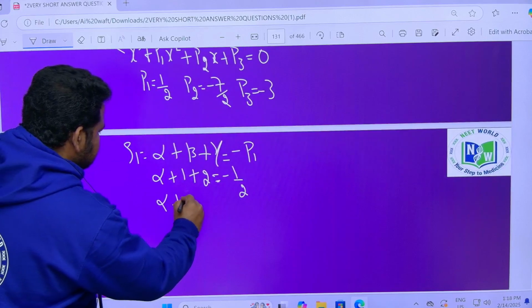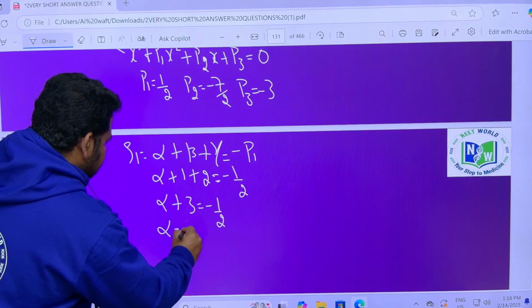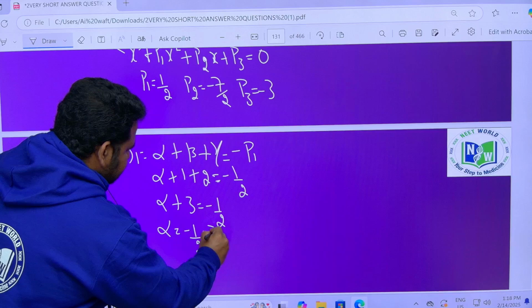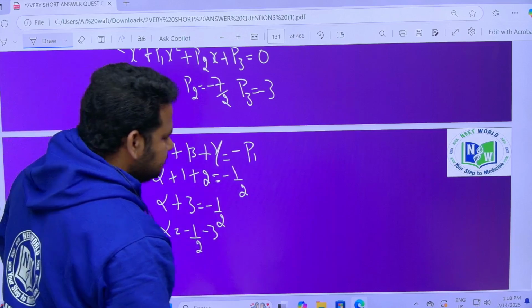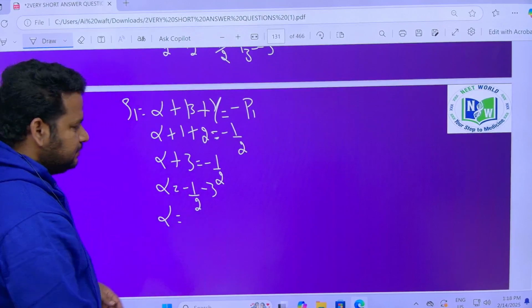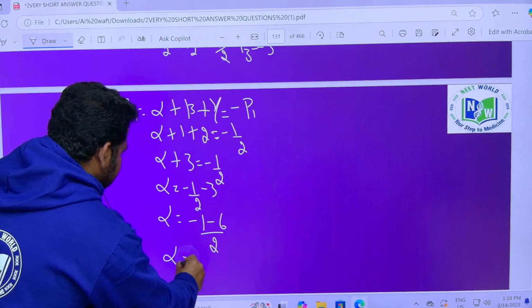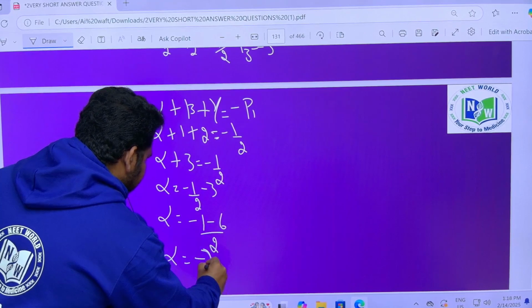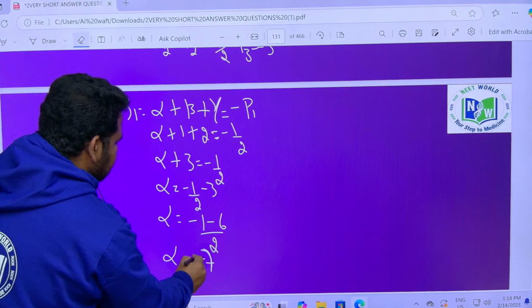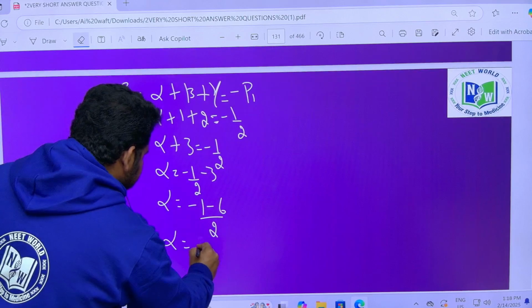Alpha plus 1 plus 2, that is 3, is equal to minus 1 by 2. So alpha will be equal to minus 1 by 2 minus 3. If I take LCM, alpha is equal to minus 1 minus 6 by 2. So alpha will be equal to minus 7 by 2. So friends, the alpha value will become equal to minus 7 by 2. So very simple.